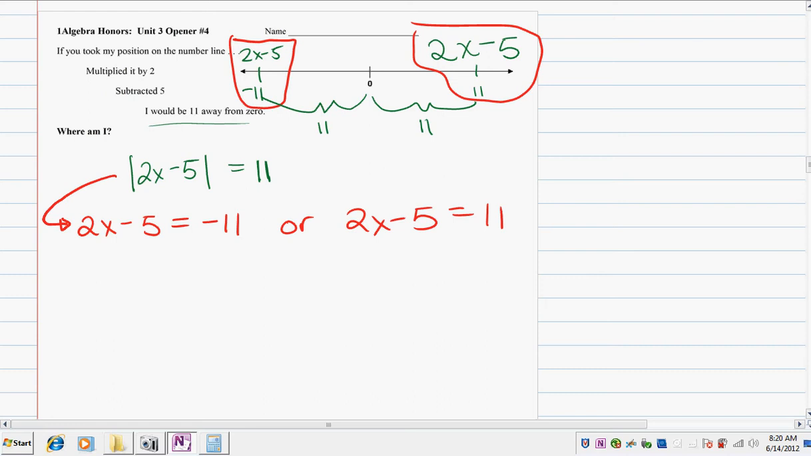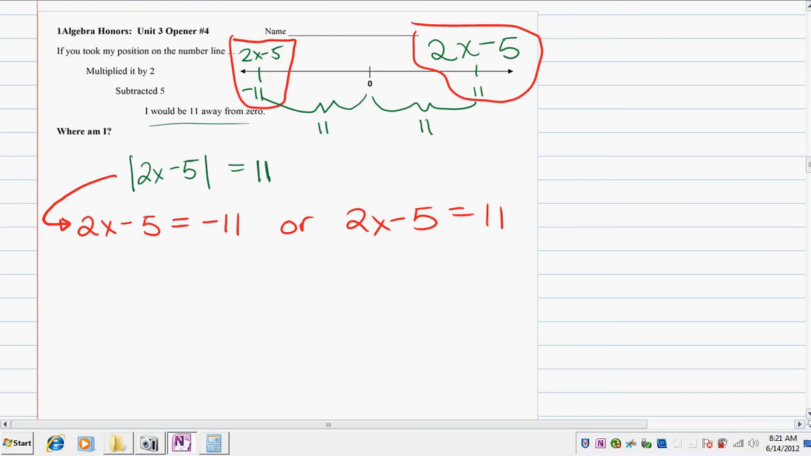Distance from 0 is represented by an absolute value, but the absolute value equation can be represented as two equations. One where the expression in the absolute value is positive, whatever the distance is away from 0, or negative, whatever the distance is from 0, because negative, the distance, gives you the position to the left, positive, the distance, gives you the position to the right. So let's solve these equations, or think about them at least.